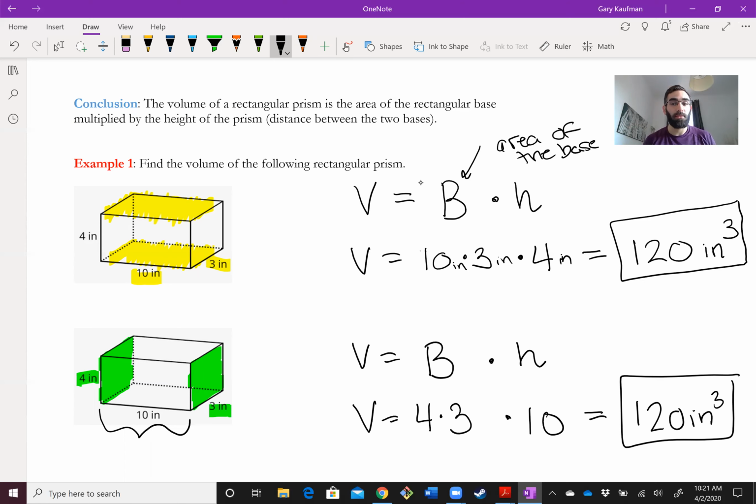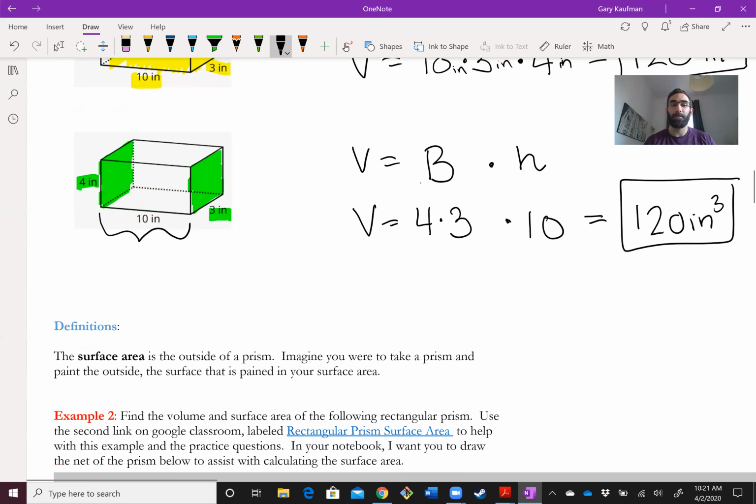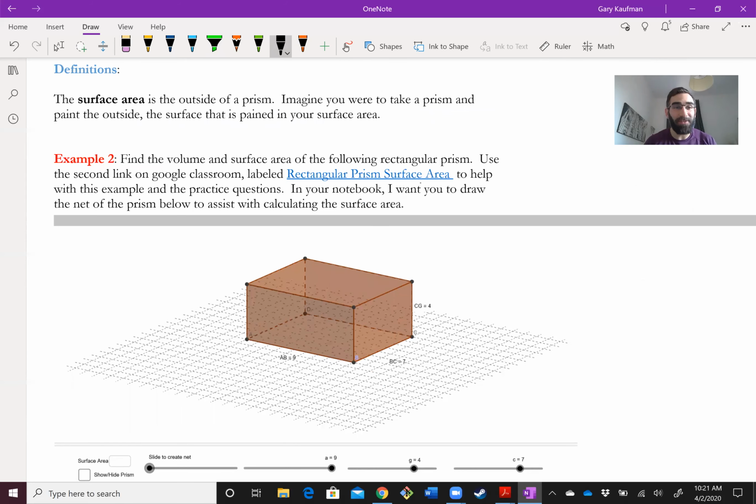When it's triangular, we don't have the multiple options. So surface area is our second definition. So make sure we write this down. It is the outside of the prism. It has the word area in it, which means it's not 3D. Area is two-dimensional. So imagine you were to take a prism and you just painted the outside. That's your surface area. It's all of the space on the outside only, not the inside. The volume's the inside, the surface area is the outside.